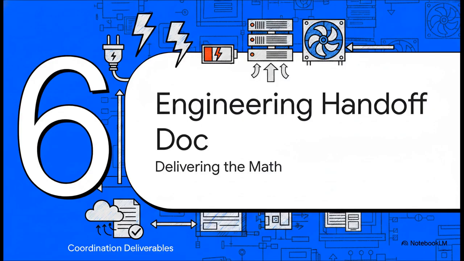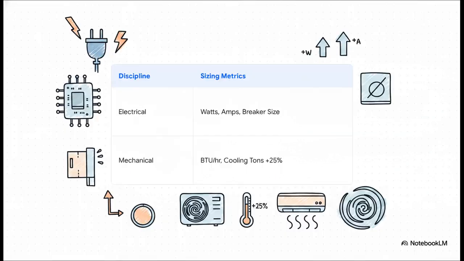And finally, Section 6, the Engineering Handoff Document, Delivering the Math. Now we arrive at the final stage of our workflow, generating the actual coordination deliverables you're going to bring to the design meeting. PLEX produces a beautifully structured summary formatted right for PDF export. Look at how it aligns all that data we just worked on. For the electrical engineer, it hands over watts, amps, and the NEC-compliant breaker size for both the rack and those individual wall circuits. For the mechanical engineer, it translates those watts directly into BTU per hour and cooling tons, explicitly tacking on a 25% thermal buffer.